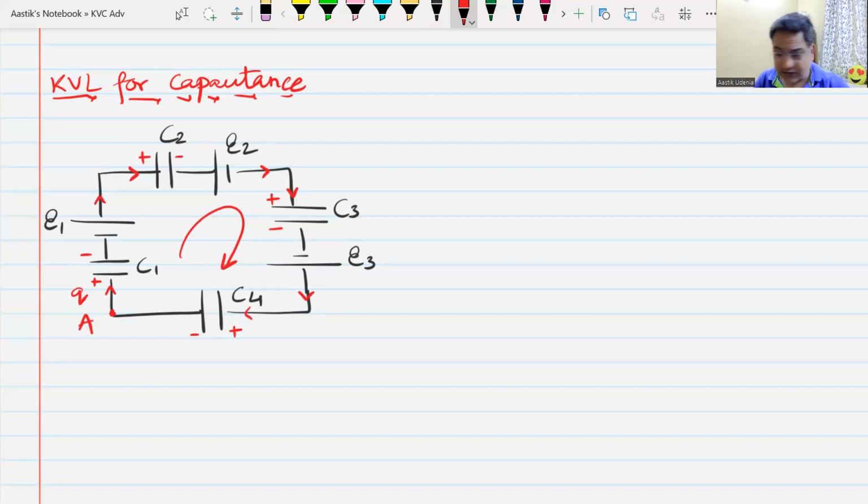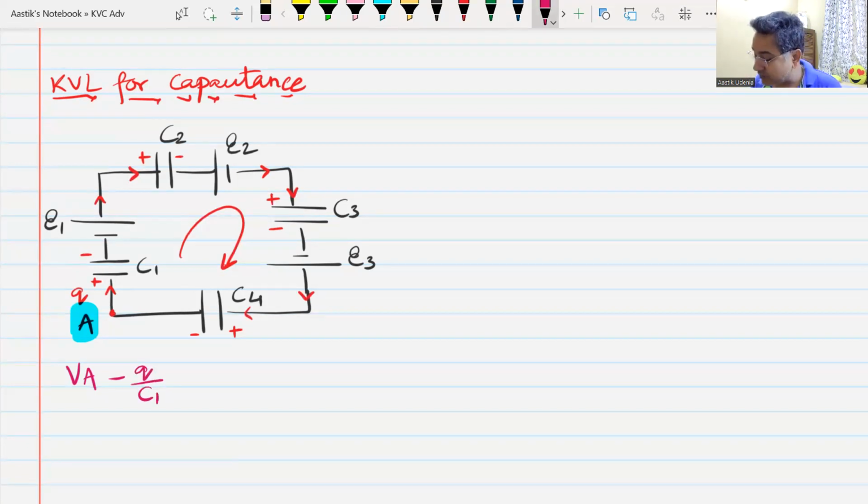Now I can apply Kirchhoff's voltage law here. How will I apply Kirchhoff's voltage law? I will start from the point A. What is the first thing that I see? VA, and then I will move across the capacitor. Yes or no? Yes, sir. Positive or negative? Negative, sir. Negative Q by C1.